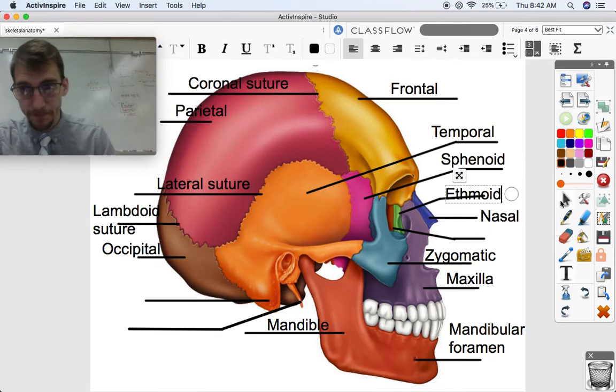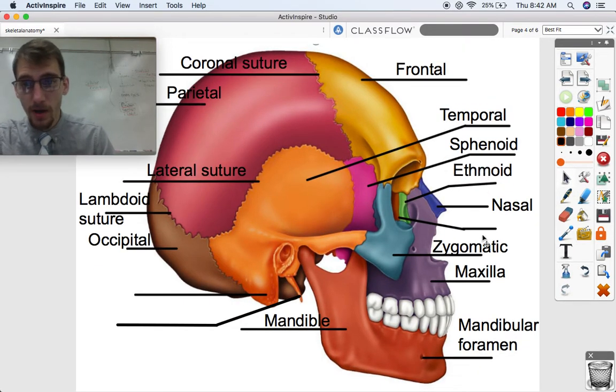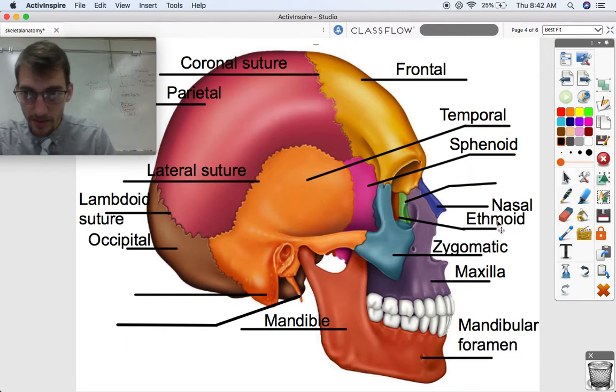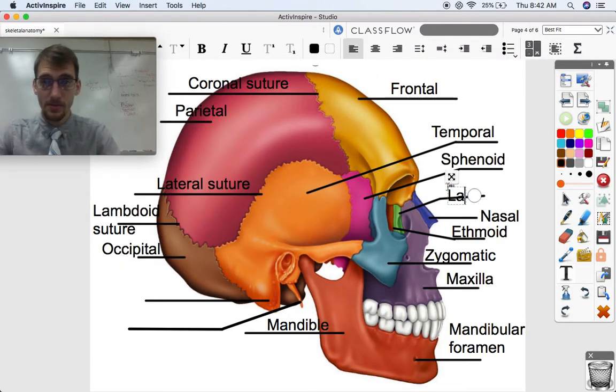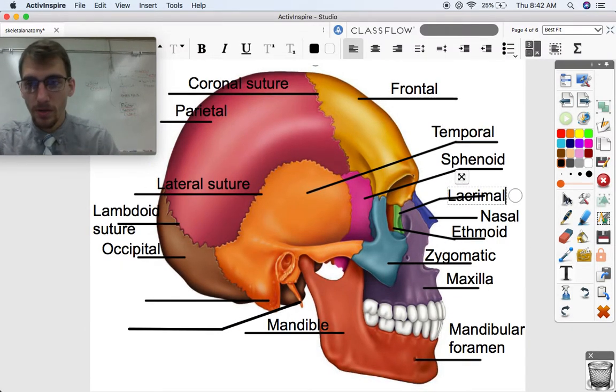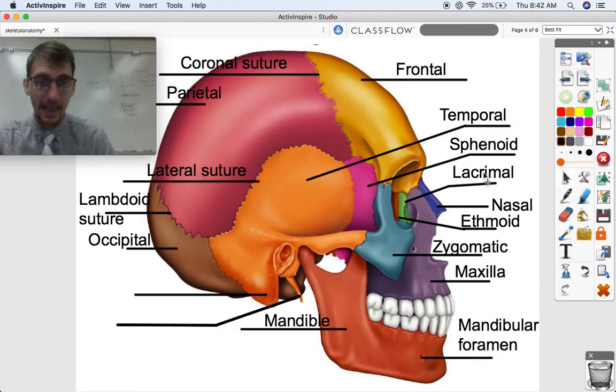All right, so going from the sphenoid bone, we move anterior to the ethmoid bone. The orange bone over here, this is the ethmoid bone. And then anterior to that, this is where we find the lacrimal bone. So sphenoid, ethmoid, and lacrimal bone.